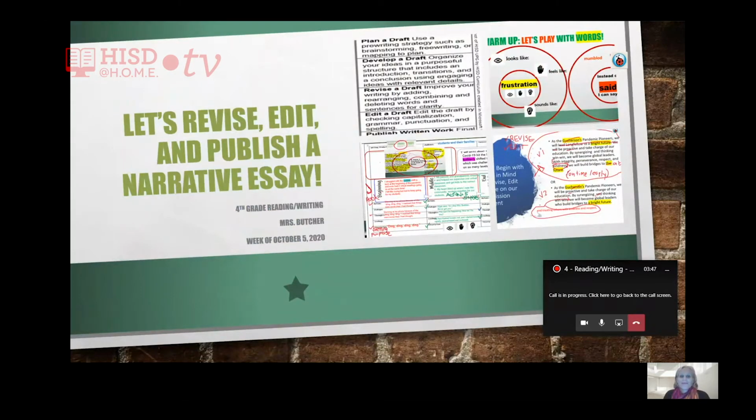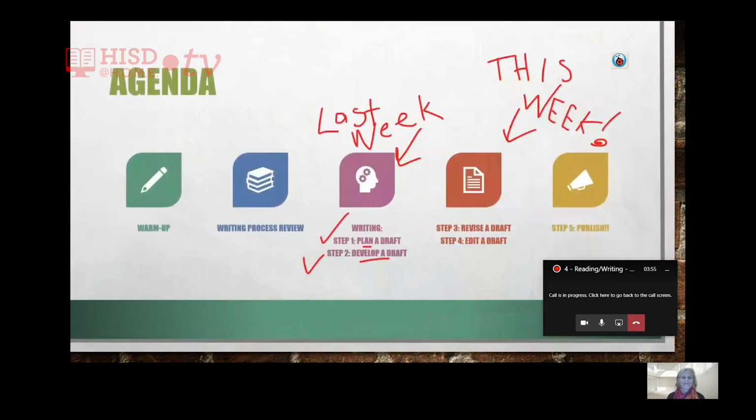Okay, here we are. So this week we're focusing on revising, editing, and publishing our narrative essay. Last week, we focused on planning and developing a draft in our essay. This week, we're focusing on the next three steps: revising, editing, and publishing. But don't worry, if you don't have your essay from last week that you started, it's fine. You can start now and follow along.